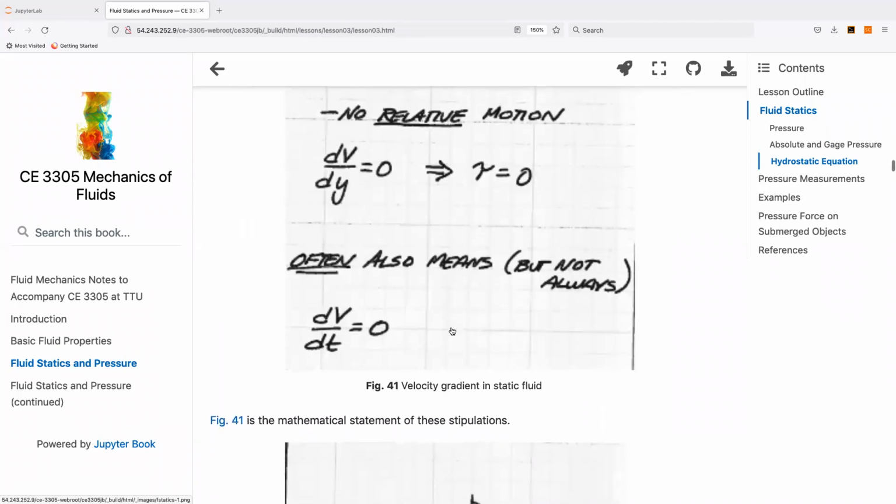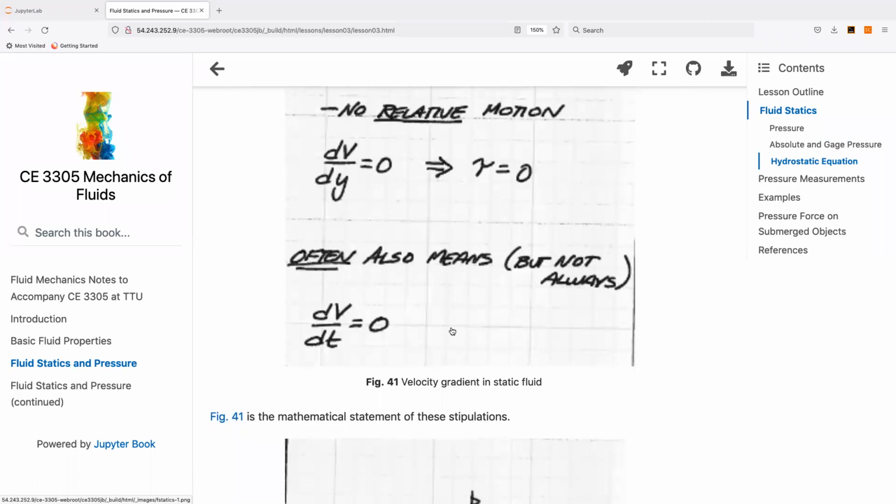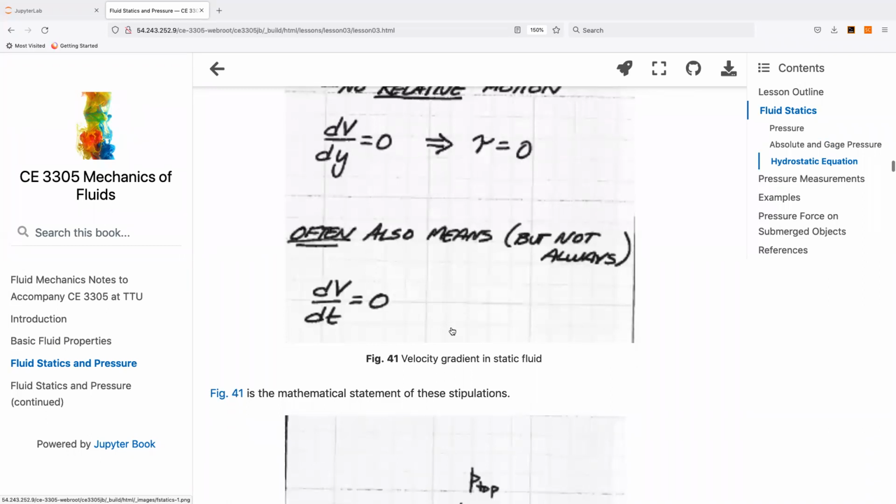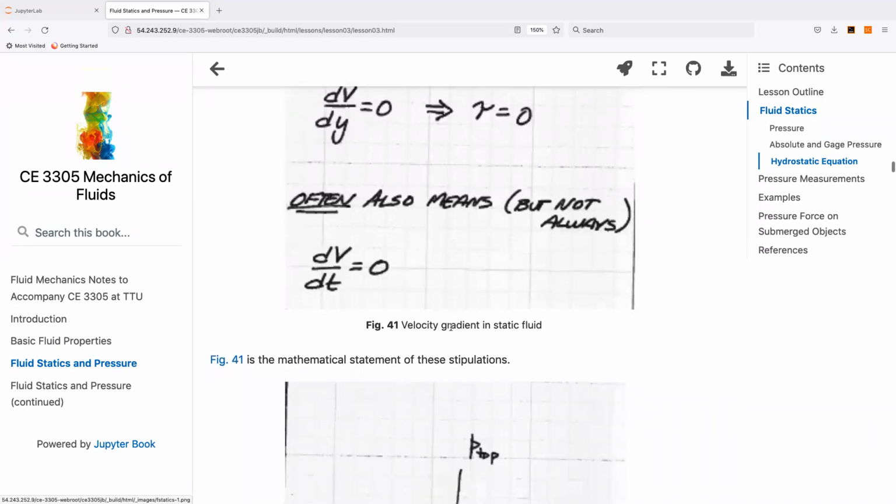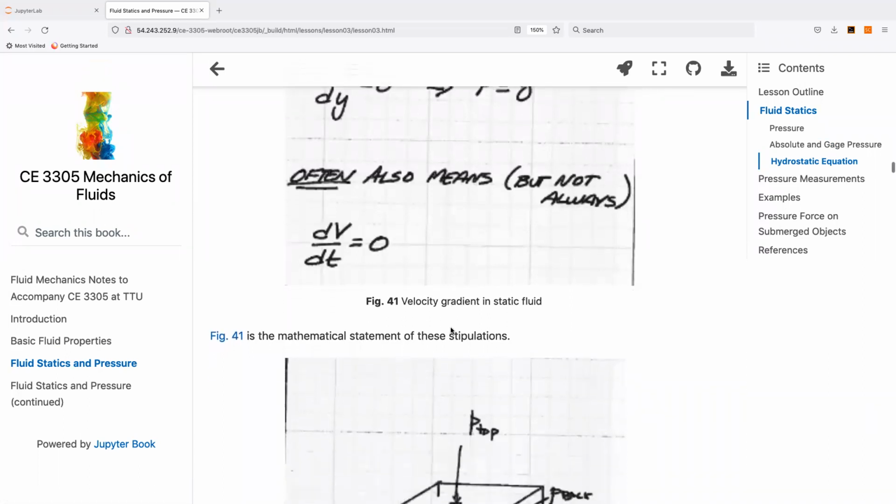But fluid statics means there's no relative motion. It means that the dV/dy term that we talked about in our last meeting, the cross-film velocity profile for discussing what viscosity is, is zero. Viscosity is a property of the material, so the only way that can be zero is if the shear is zero. So that makes tau equal to zero. Often, statics also means that the change in velocity with time is zero, but not always.